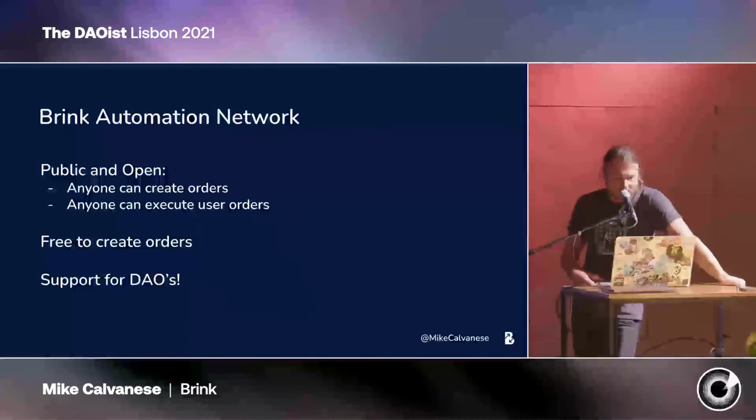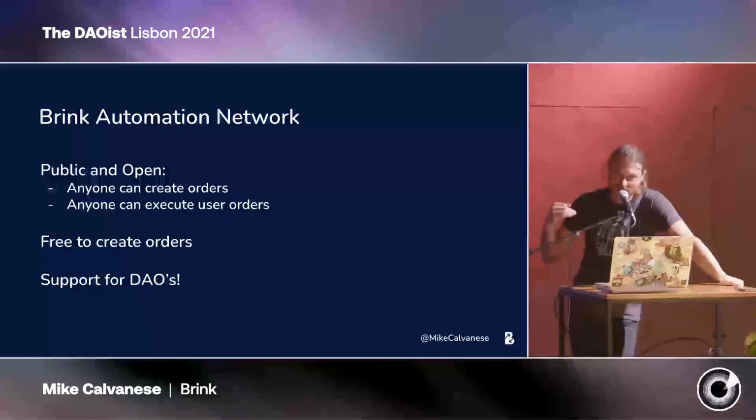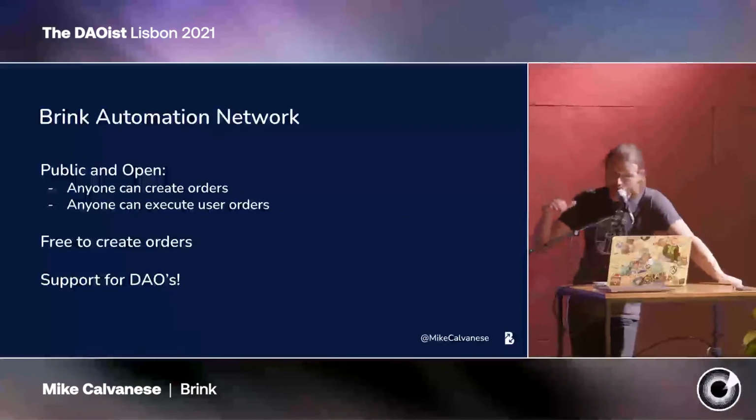And not only can anyone use it to create orders, but anyone can actually pick these orders up and execute them. So completely permissionless network. Executors do get a fee for relaying the orders. There's an incentive here, but there's no protocol fee built in. It's only individual executor fee.